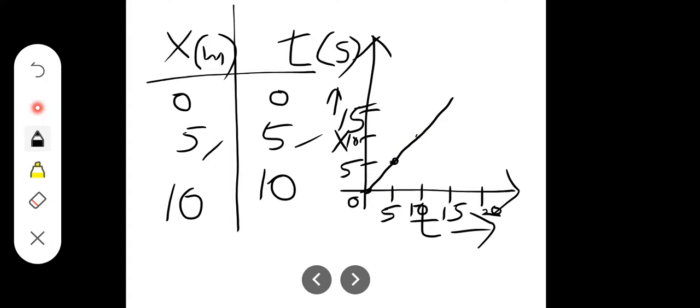Okay. So this is the graph representing position and time for the given values. Okay, this is how we draw the graph. And then one more important thing that you have to remember here is how to take the slope of the graph.